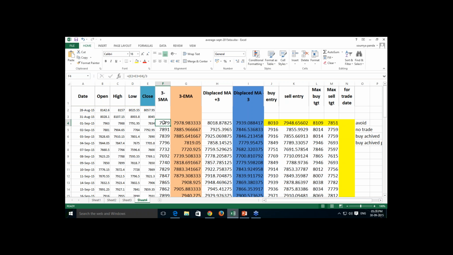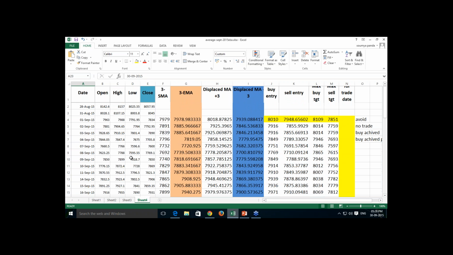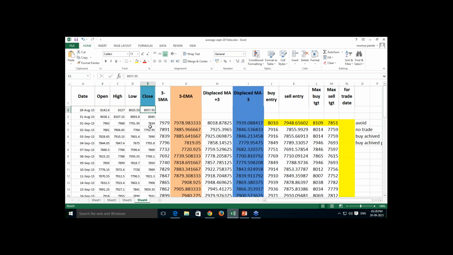For this, we are just taking the data from 28th August to 30th September. We have taken the close last traded price of the Nifty future, and we have taken the 3-period moving average, just adding the last three prices divided by 3. We have also taken the 3-period exponential moving average, because we have to calculate the simple moving average first, and only then can we calculate this exponential moving average. So we have taken the 3-period simple moving average and 3-period exponential moving average. Now we have to calculate the displaced moving average.